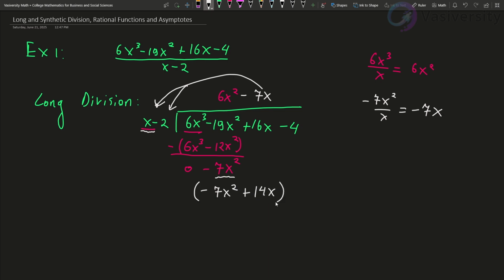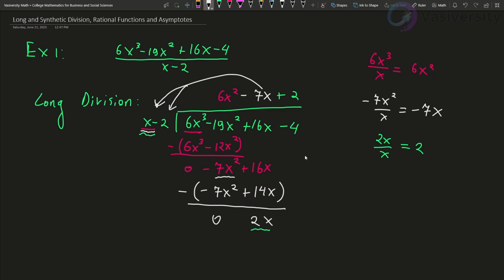Now we put a parenthesis around it, and we notice that we're missing the 16x, so we take that one down and copy it. Now we're subtracting. Negative 7x squared minus negative 7x squared is 0, and then 16x minus 14x becomes 2x. Now the last step. We have 2x, and we divide it by the first term. 2x over x is equal to 2, so we have plus 2.